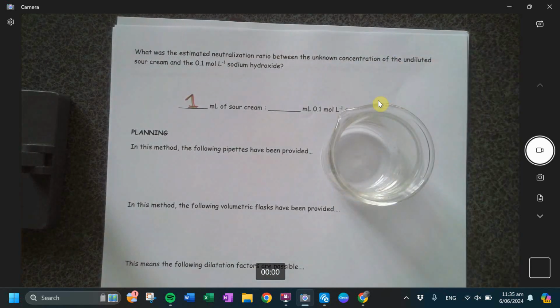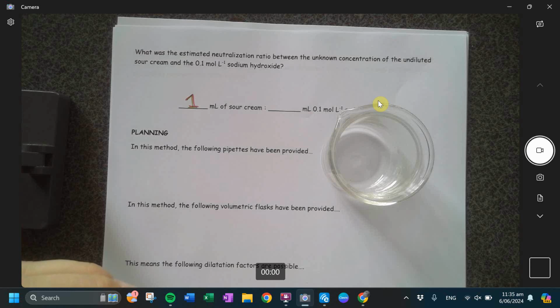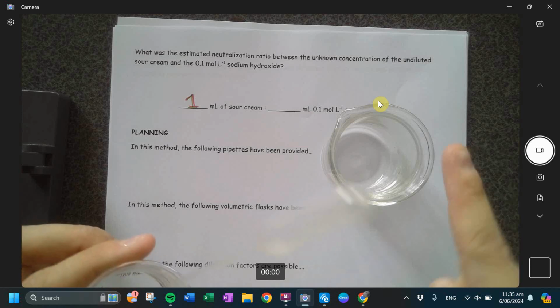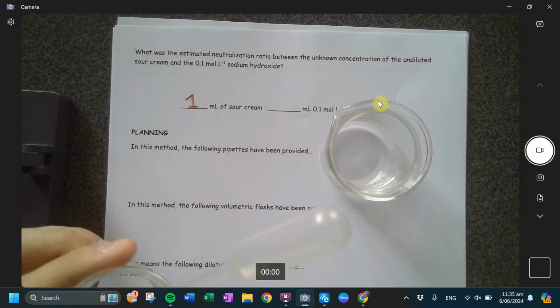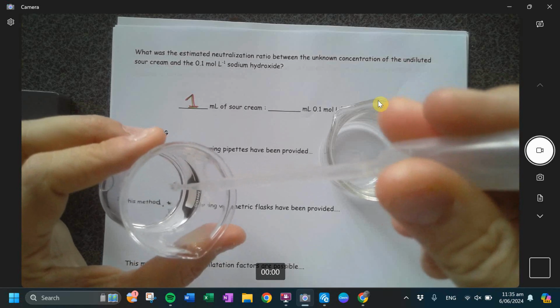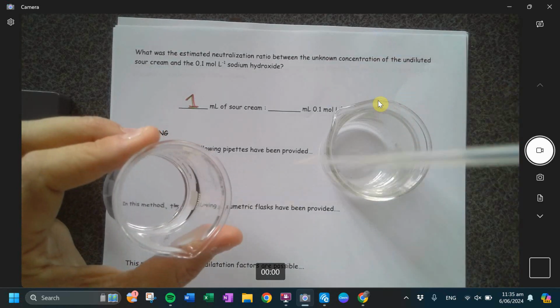So right now, I have 1 mil of the sour cream. I've added my indicator, and if you guys remember, I put 1 mil of the base in there already because I was trying to show you guys how to do this. So right now I have 1 mil of base. So we're going to go through and count just like you guys did. So that was 1, this is 2.